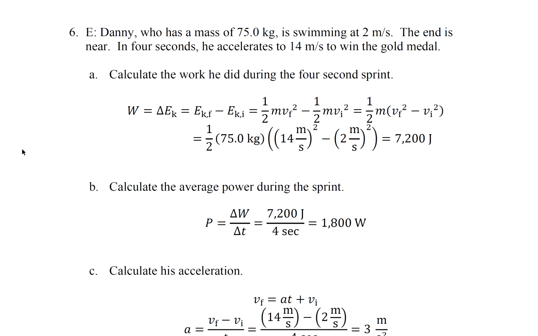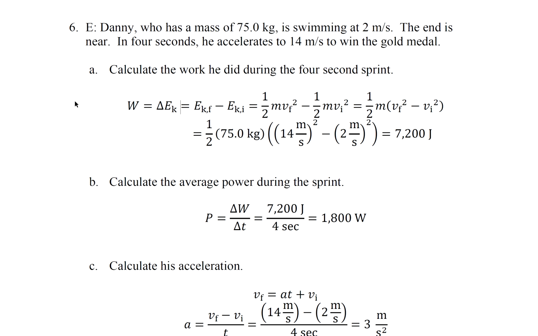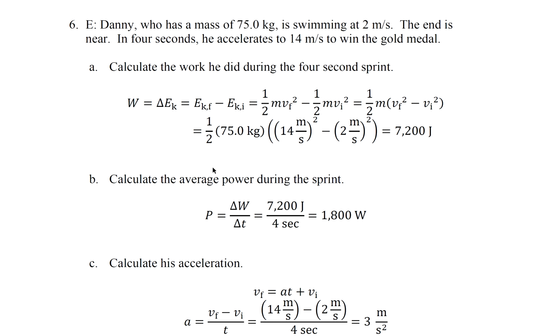Question 6. Danny, who has a mass of 75 kilograms, is swimming at 2 meters per second. The end is near. In 4 seconds, he accelerates to 14 meters per second to win the gold medal. So he's going to go from 2 meters per second to 14 meters per second. Part A. Calculate the work he did during the 4-second sprint. So work is equal to the change in kinetic energy. And we were given all those values. Part B. Calculate the average power during the sprint. So we have delta W from part A.